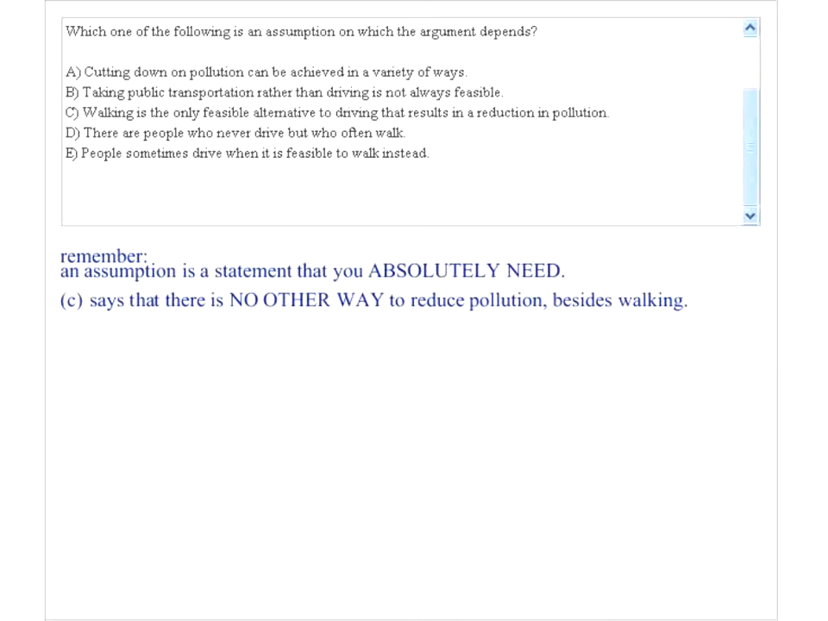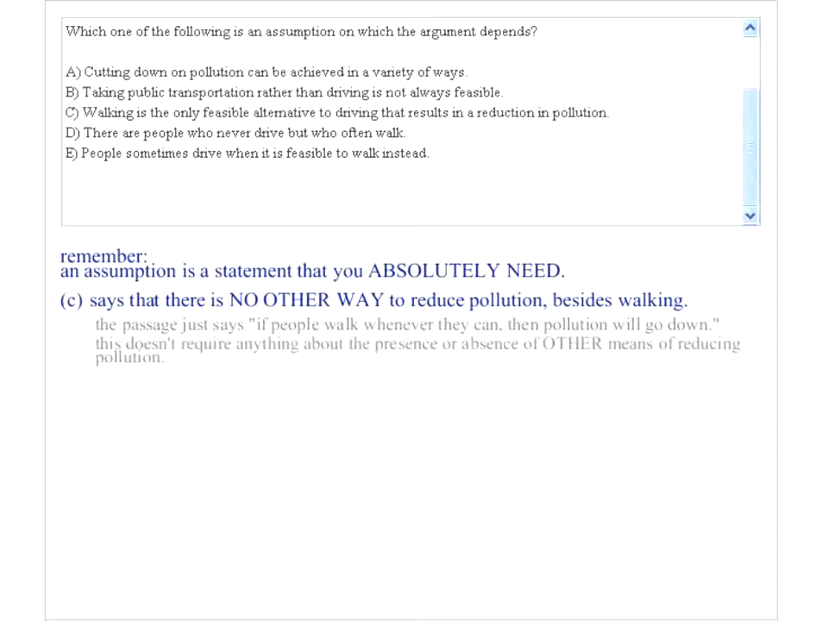If you look at the passage, it just says, if people walk whenever they can, then pollution will go down. Right? This doesn't require other means of pollution to be absent. This is just talking about what happens if people do walk. This doesn't require anything to be true in the case that people don't walk. So this doesn't require anything about the presence or absence of other means of reducing pollution.